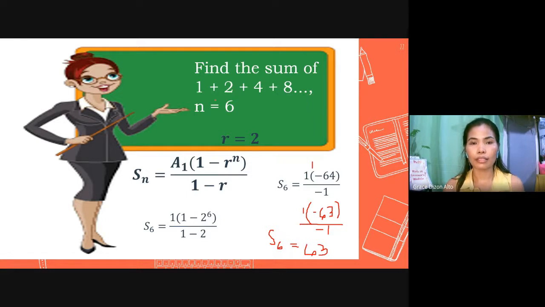So the sum of 1, 2, 4, 8, and so on until the 6th term. So the 16 and 32 will be added on there to make it 6. Okay, so let's go on. So our answer is positive 63.